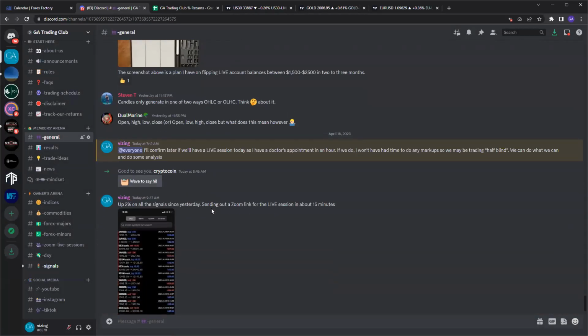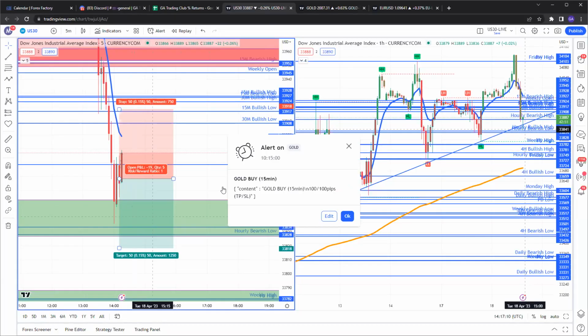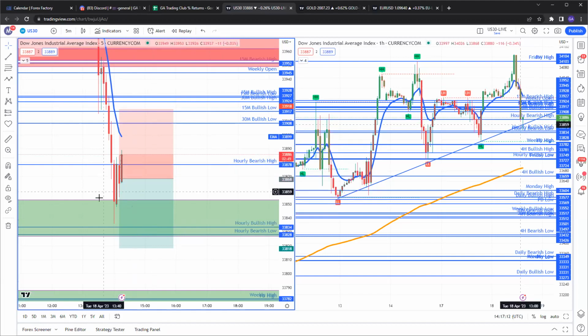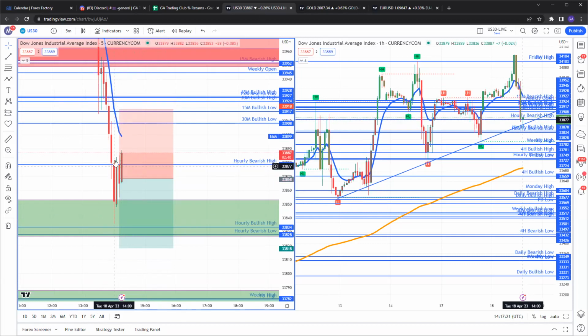And yeah, that's the signal. I think US 30 is pumping back up. Even on the 5-minute time frame, that would still be the entry because this candle did close, retested the hourly bearish high, and closed below.